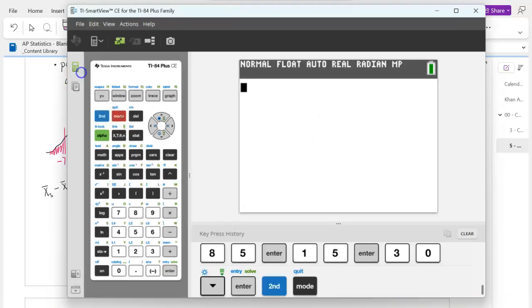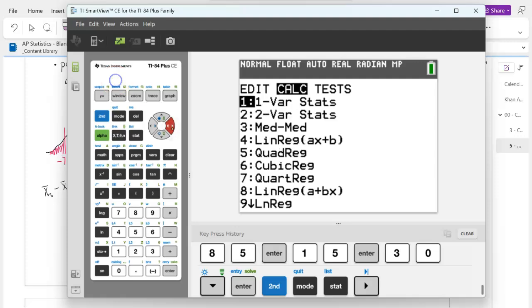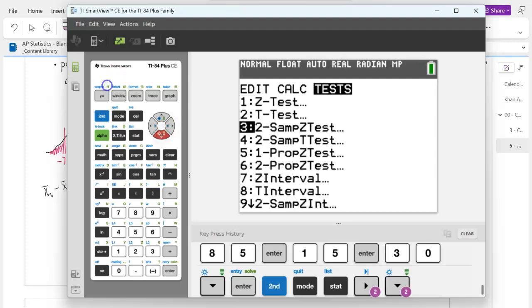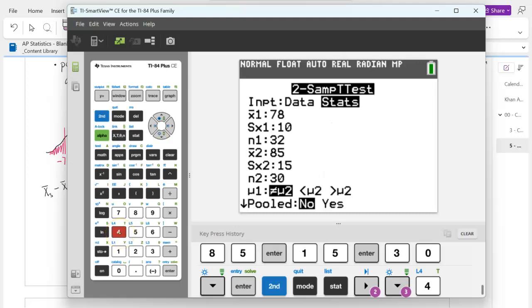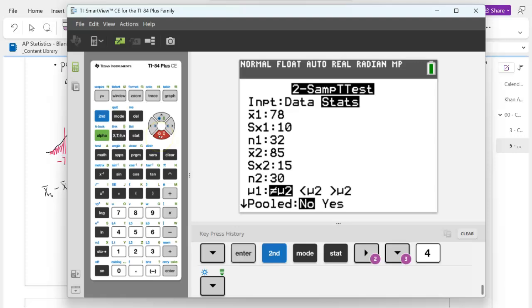So in your calculator, you're going to go stat over to test and then down to number 4. It's a 2-sample t-test. Make sure that you have stats highlighted. Notice that the first thing that it has is x bar sub 1. So you need to make sure that you are typing in Mrs. Smith's average. So her average goes first, then her standard deviation, and then the number of students that she has. And same thing then for Jones. You've got, again, the average, then the standard deviation, and then the total.